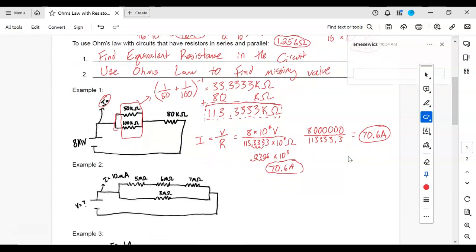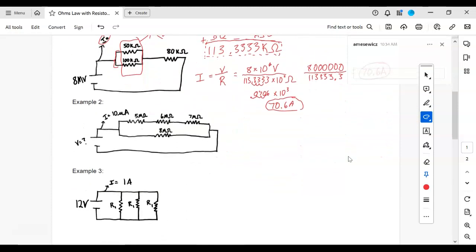Okay, so let's go ahead and move on to number 2. And number 2, again, first step is finding the resistance in the circuit, and then we can use Ohm's law. So to find the resistance in the circuit here, we've got to first add these 3 in series. So we've got this 5 ohm resistor, this 6 ohm resistor, and this 7, and they're not ohm, they're mega ohm resistors. So 5 plus 6 plus 7 would give us 18 mega ohms of resistance up here.